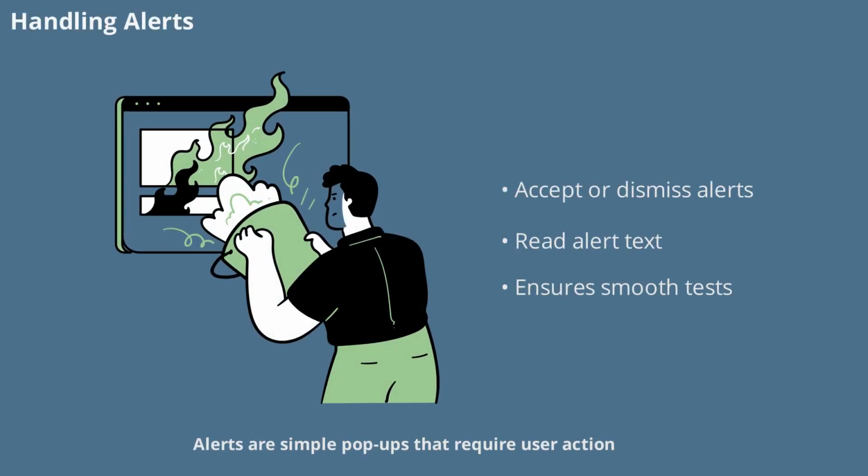Alerts are simple pop-ups that require user action, such as accepting or dismissing a message. Selenium's switch to alert method allows you to interact with these alerts, accepting, dismissing, or reading their text. This ensures your tests can continue smoothly even when alerts appear unexpectedly.